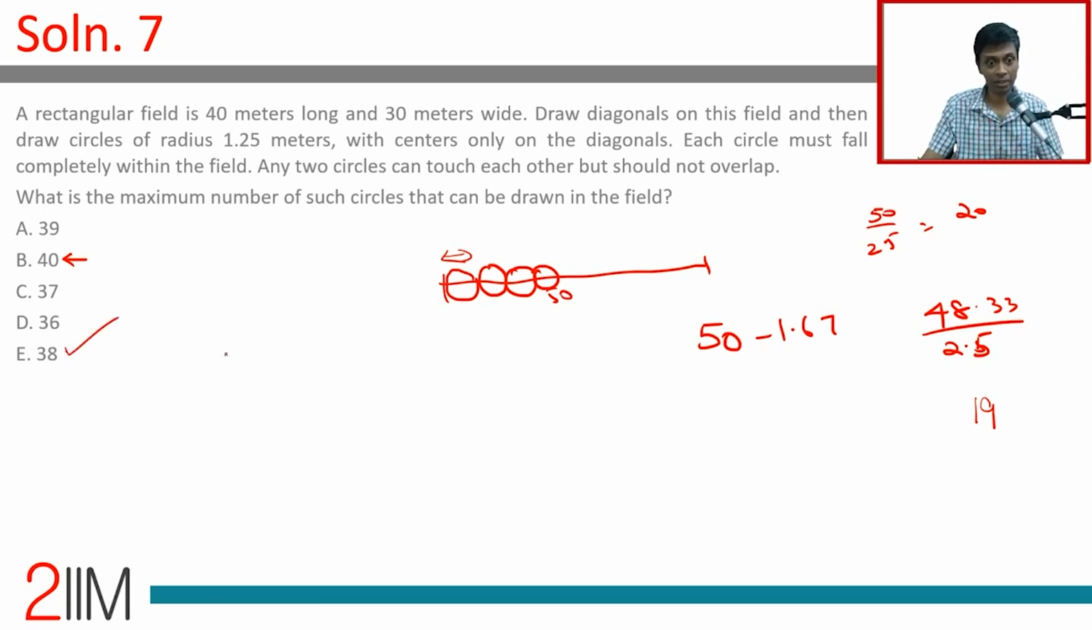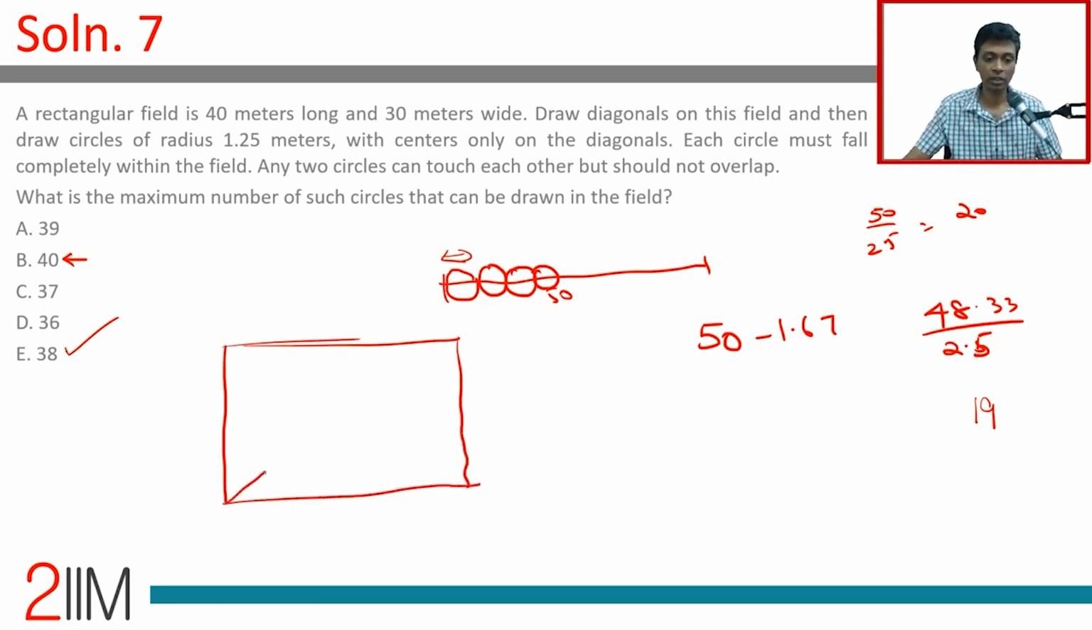But again, there's a tricky part here. Look, we might have a 30 by 40 sitting here. We could have 19 circles here. But then, if you put 19 circles here, there's going to be a circle here. So squeezing another 19 here is going to be tricky. Now, we already know that from this end, a 0.83 is lost. 1.25 into 2 by 3. 2.5 by 3 is lost. Here and 1.25 could be lost.